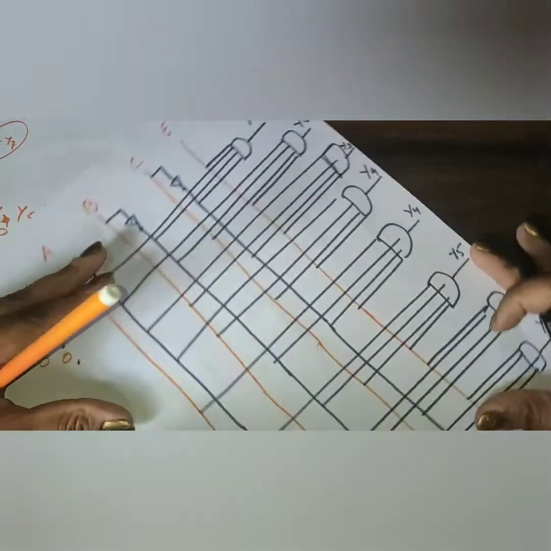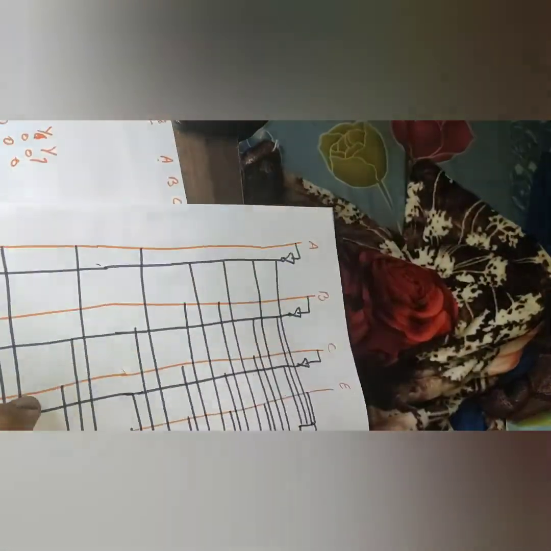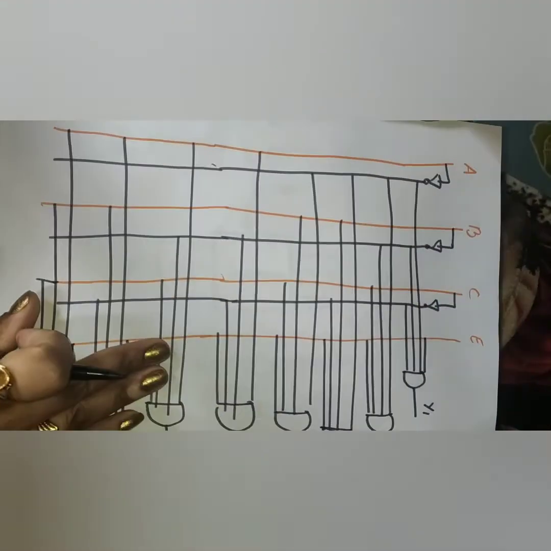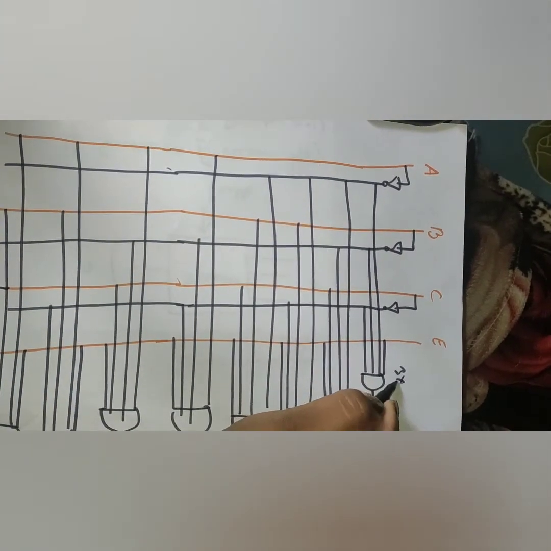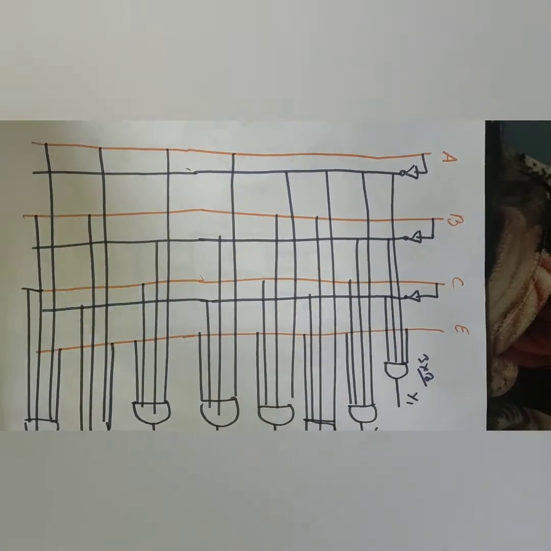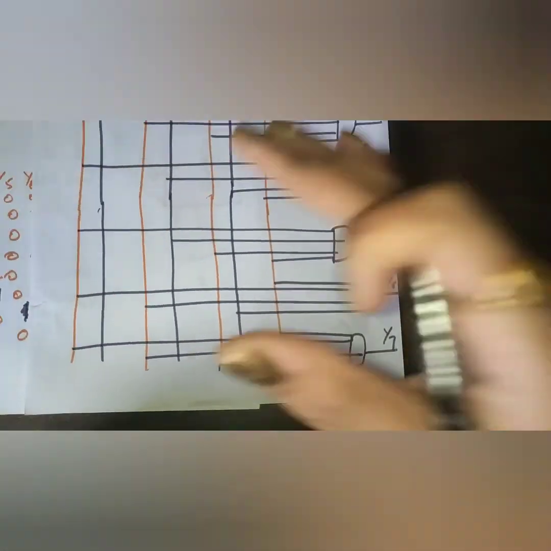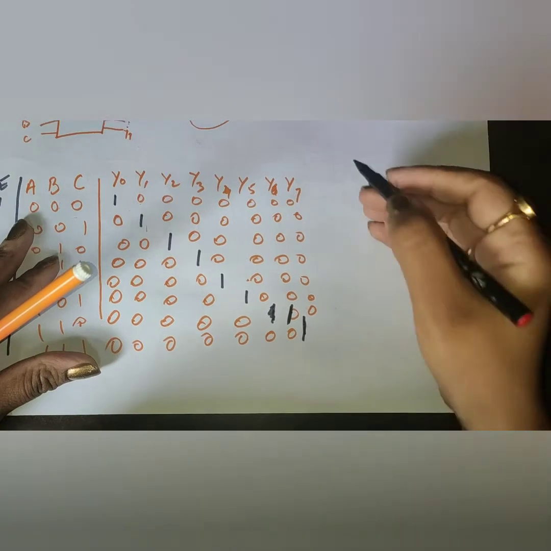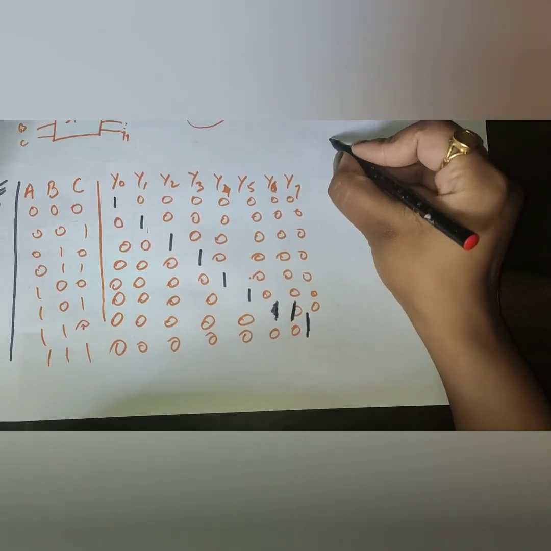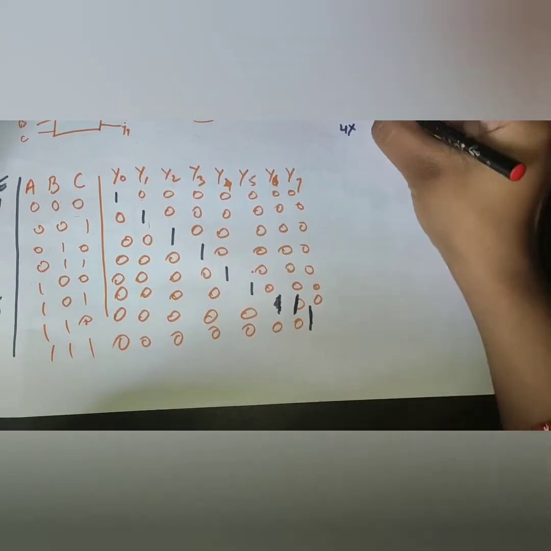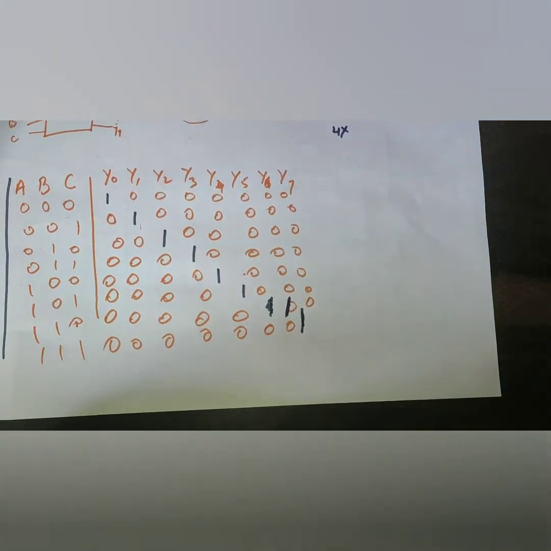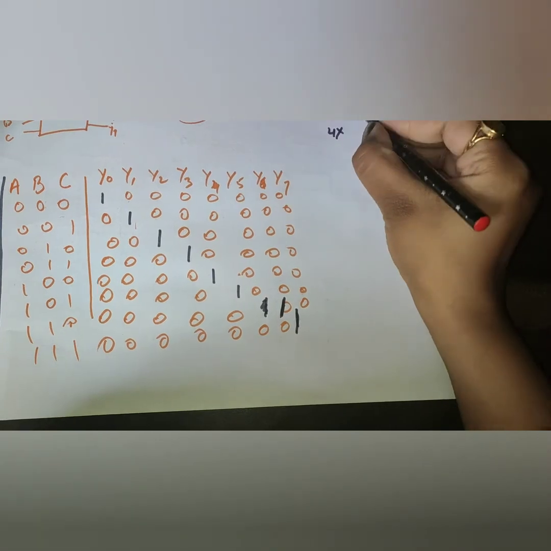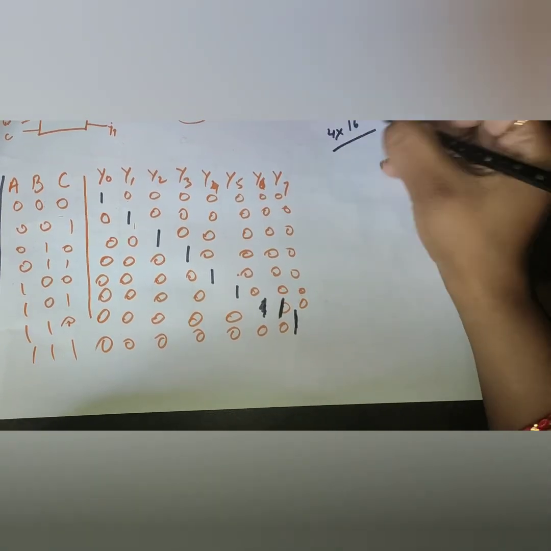So this is our circuit diagram for the 3 to 8 decoder. Friends, this is our circuit diagram, and you can also make a 4 to 16 decoder, because 2 to the power 4 is 16.